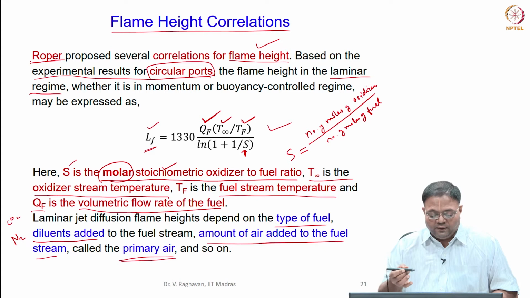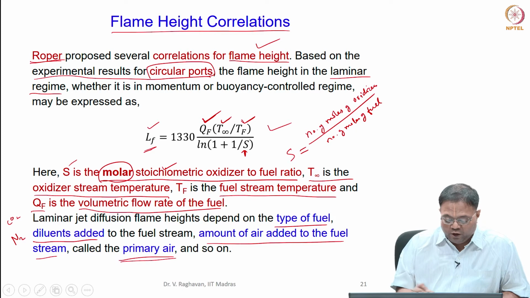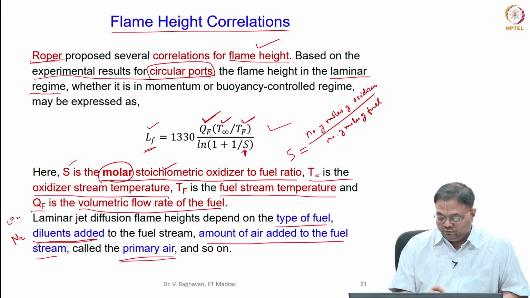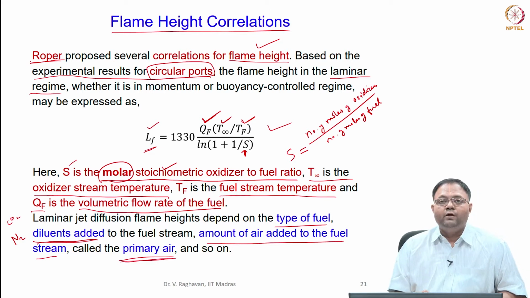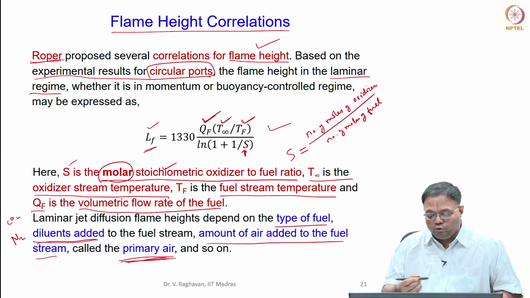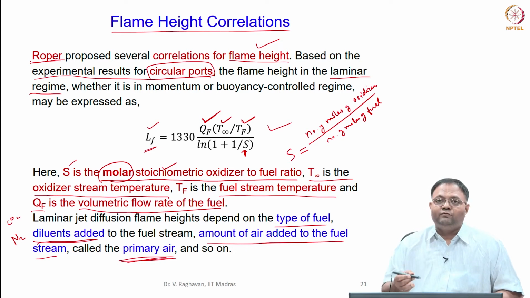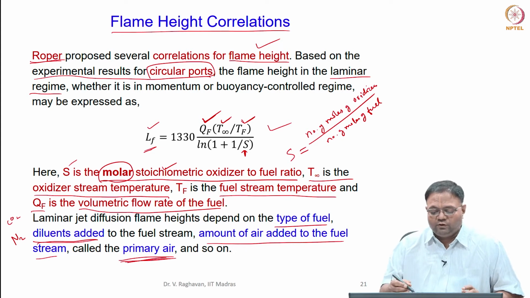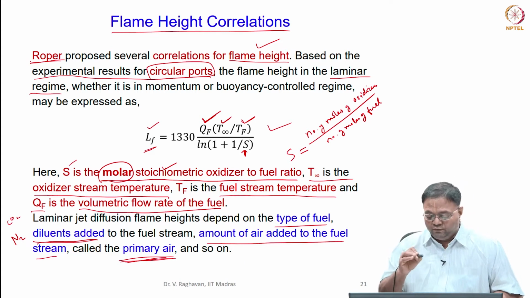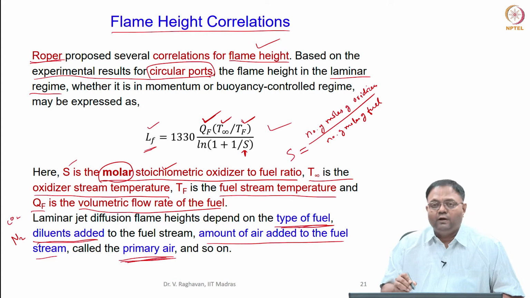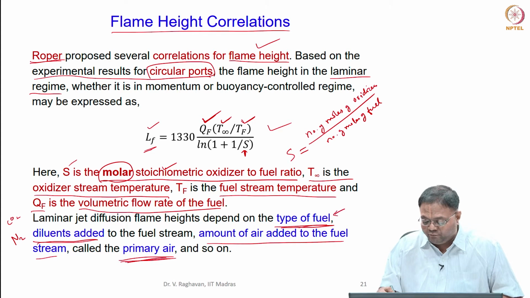We will see about that a little bit later, but we have to understand that there are scenarios in which we can add diluents like nitrogen, carbon dioxide, etc. to the fuel side. Similarly, some amount of air can be added to the fuel side, which is called primary air. If you do those things, these are parameters which are going to affect the flame length. In those cases, we will see how this correlation can be used. So, the basic type of fuel: when I say type of fuel, if it is a hydrocarbon, I will say the H/C ratio for a hydrocarbon.